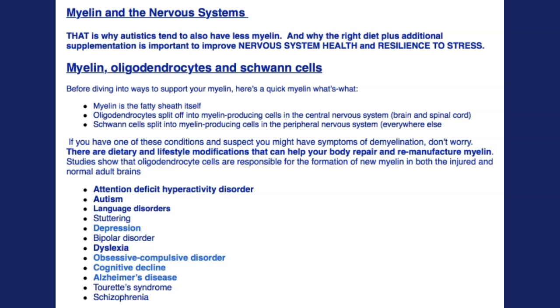Myelin, oligodendrocytes, and Schwann cells. Before diving into ways to support your myelin, here's a quick myelin what's what. Myelin is the fatty sheet itself. Oligodendrocytes split off into myelin-producing cells in the central nervous system, brain, and spinal cord. Schwann cells split into myelin-producing cells in the peripheral nervous system, everywhere else in the body.